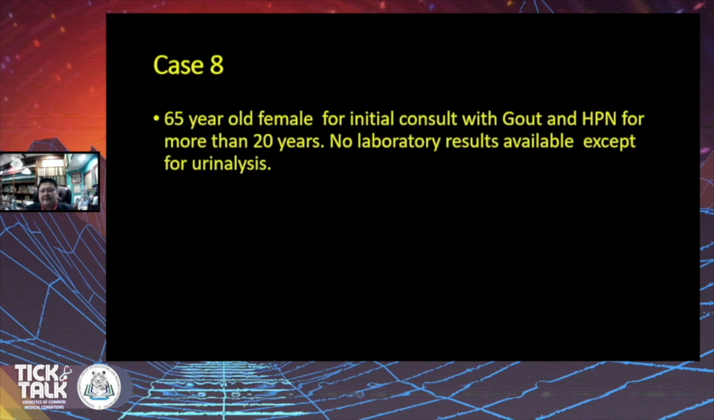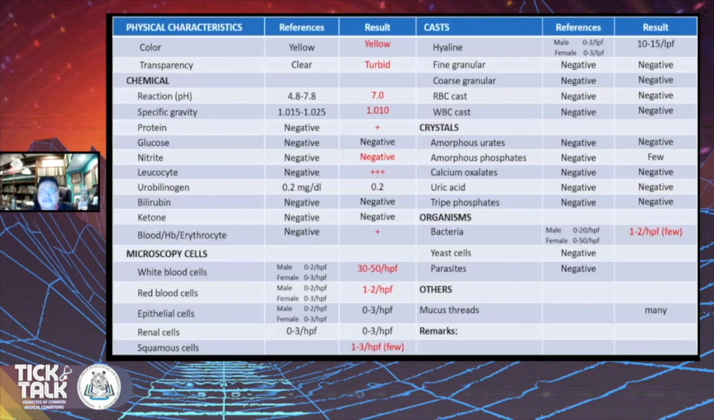65-year-old female for initial consult with gout and hypertension for more than 20 years. No laboratory results available except for urinalysis. So this is the urinalysis. You see here, doctors, what is prominent is the pH is about 7, and the specific gravity is quite on the low side, and negative nitrite and leukocyte, but there's a persistent WBC in the urine, and other than that, nothing else. You can see here what is our answer for our guideline.